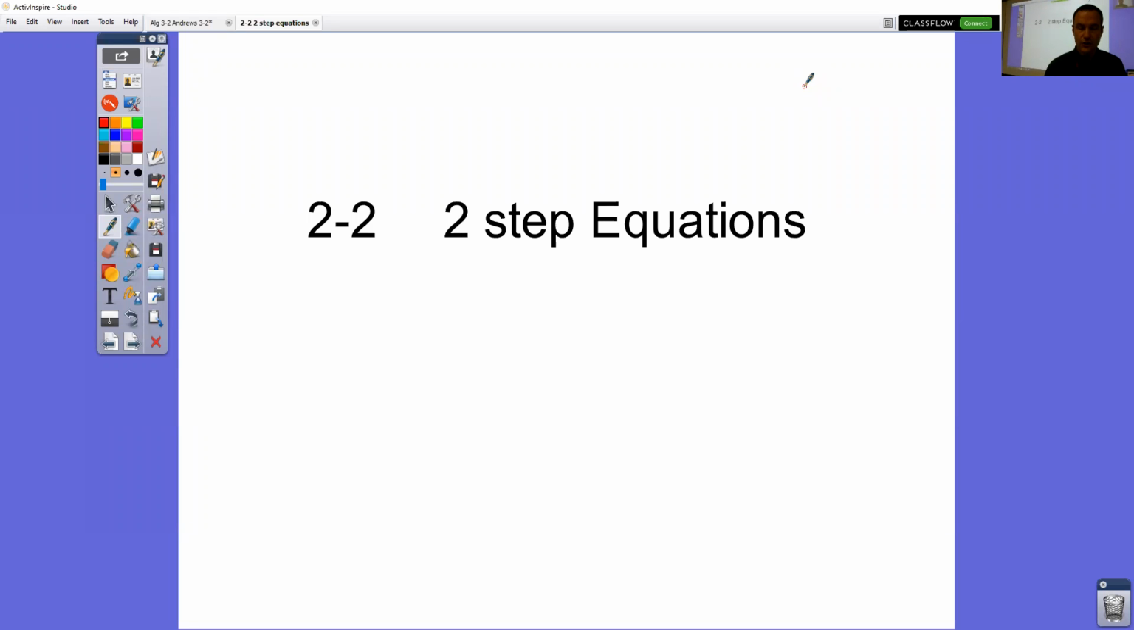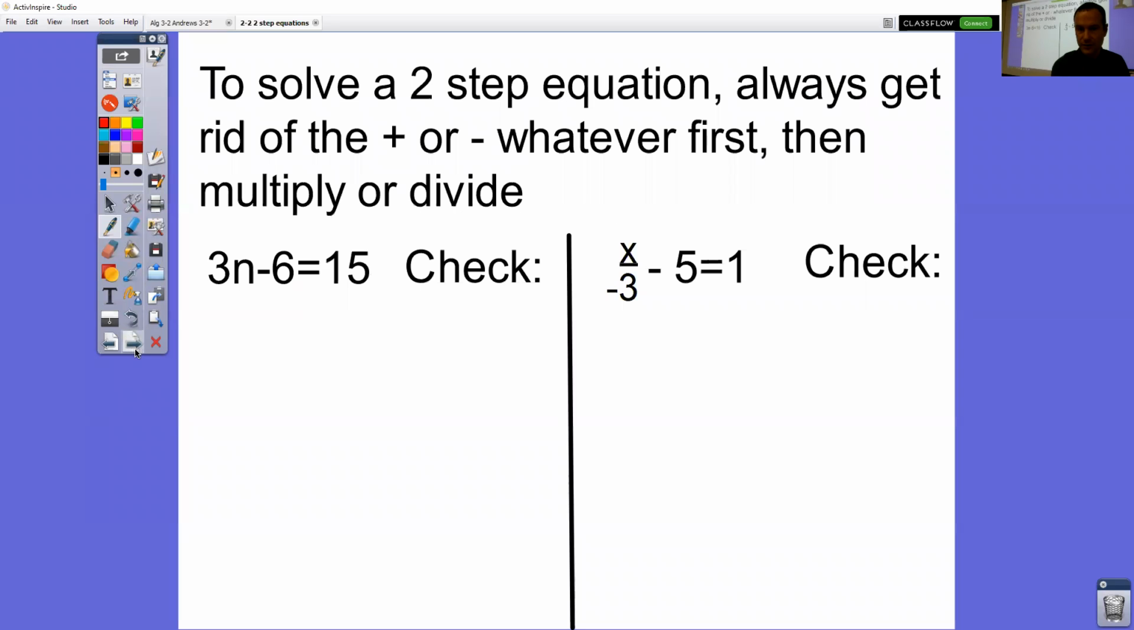This lesson is 2-2, which is solving two-step equations. Remember, the goal in solving any equation is to try and get the letter all by itself. In two-step equations, you want to get the number that's with the letter all by itself first by getting rid of the plus whatever or minus whatever first.